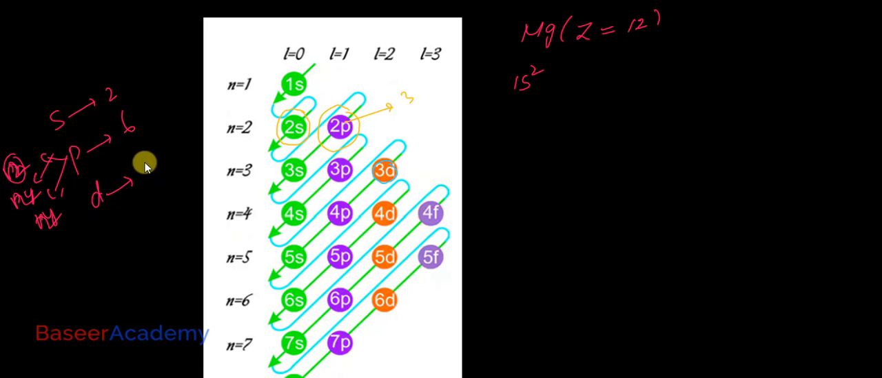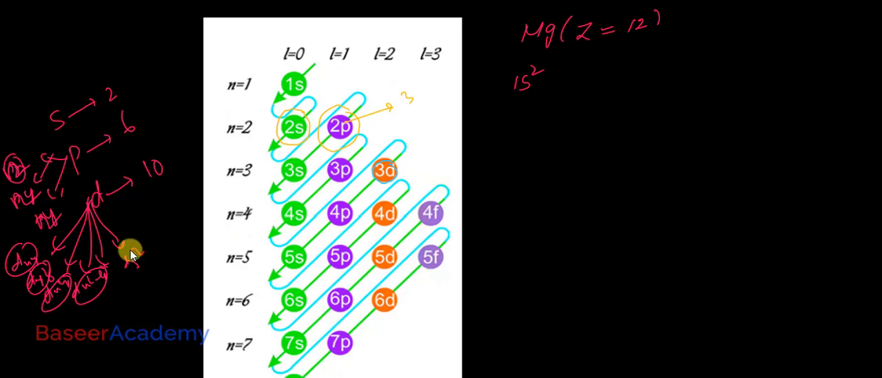And we know that d has a maximum of 10 electrons. Why? Because d splits into 5 orbitals, right? d has a total of 5 orbitals: dxy, dyz, dxz, dx square minus y square, dz square. And each orbital can have a maximum of 2 electrons. 2, 4, 6, 8, 10. So d can have a maximum of 10 electrons. Remember this thing? Writing down the electronic configuration will be a cakewalk for you.